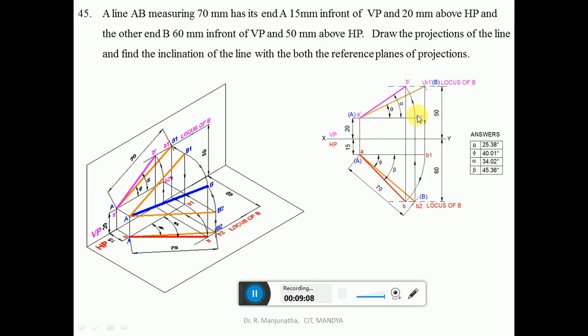Similarly, B is 60 mm in front of VP, so from the XY line, below the XY line, you measure 60 mm and draw a horizontal line. Similarly, 50 mm above HP: from the XY line you measure 50 mm above and draw a horizontal line, that is the dashed line, here also and here also. So you write this as the locus of B, and you also write locus of B here.